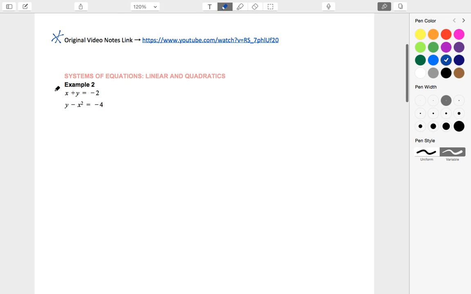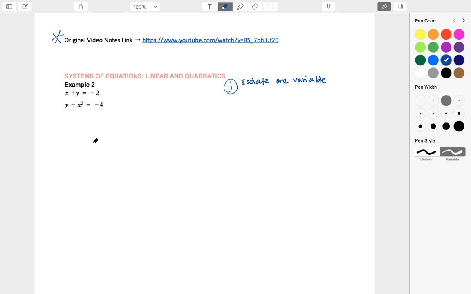So the first step when we're working with a system of equations, and we have a linear equation and a quadratic equation, is to isolate one of the variables, okay? So we're going to go ahead and do that. So step 1 is to isolate one variable. And you get to choose whether you want that to be the x variable or the y variable.